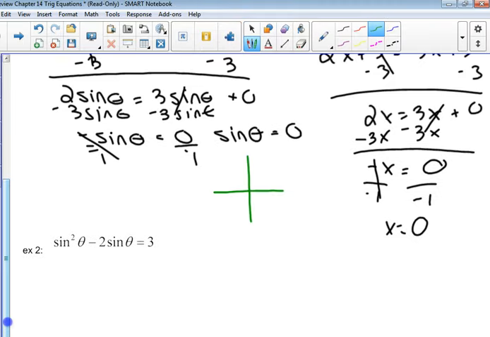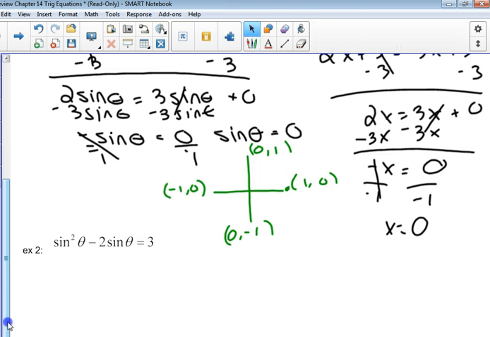So just make a quick little chart for yourself. Here's your 1, 0. Here's your 0, 1. Negative 1, 0. And 0, negative 1. Now you want the sine to be 0. So on your ordered pairs, the sine is the second one. So sine is 0 at these two spots, which is here, your 0, 360. And then this one is what? 180. Close. 180.